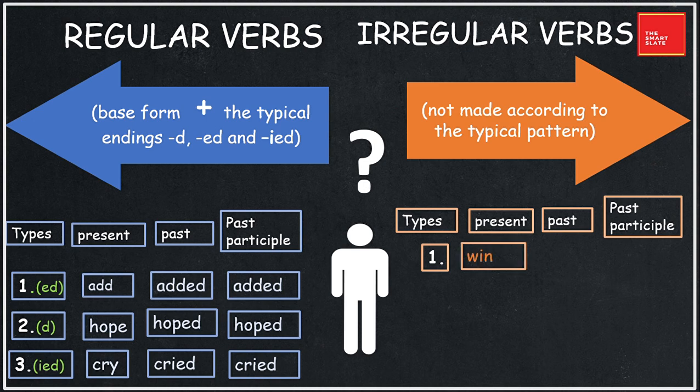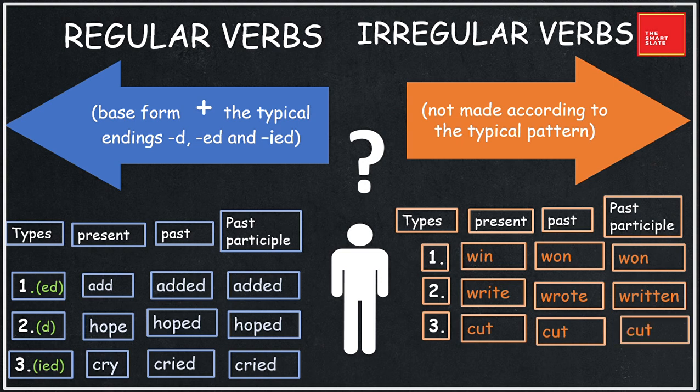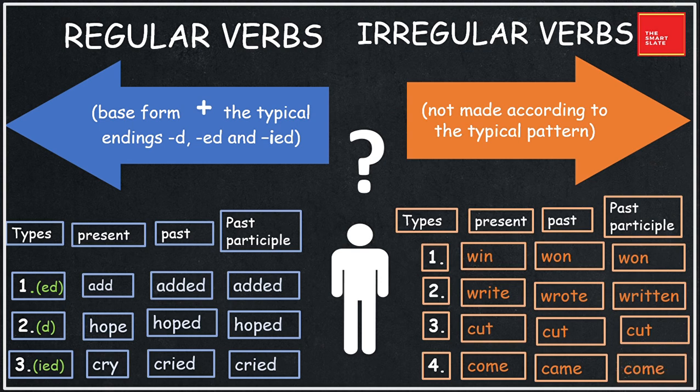Like the very first type here is win, won, won. Second type is write, wrote, written. The spelling is changed. Cut, cut and cut. Spelling is the same. Fourth type is come, came and come. So what can we conclude? That is, in the regular verbs, ed, ed. Same pattern, adding ed to the base form, so it is a regular verb. Adding d to the base form, it is a regular verb. Adding ied to the base form, it is a regular verb. So they have typical endings.